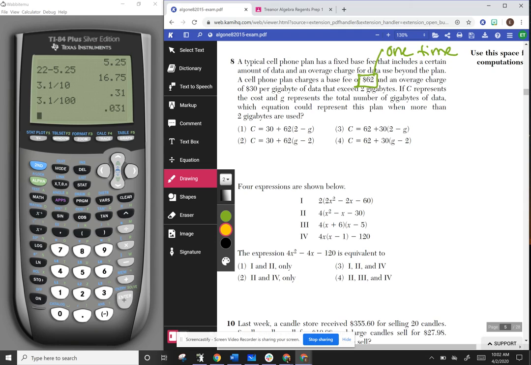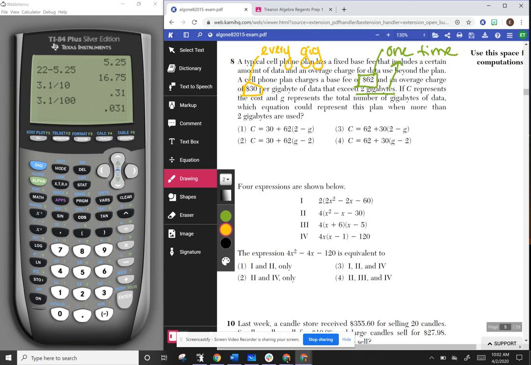So they're going to charge $30 for every gigabyte above 2 gigabytes. So the 2 gigabytes is included in the one-time fee. But once you go over that, every gigabyte is going to cost you $30. So if C represents the cost and G represents the total number of gigabytes of data, which equation could represent the plan when more than 2 gigabytes is used?